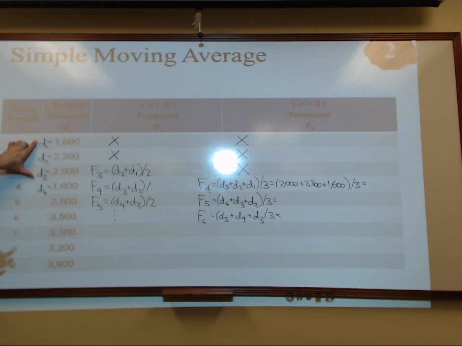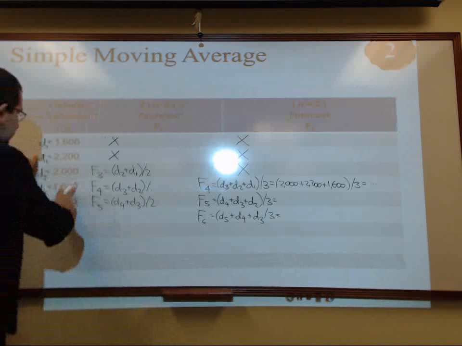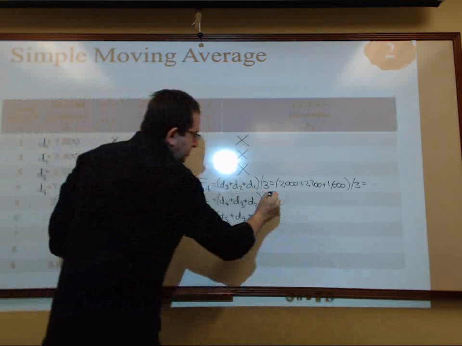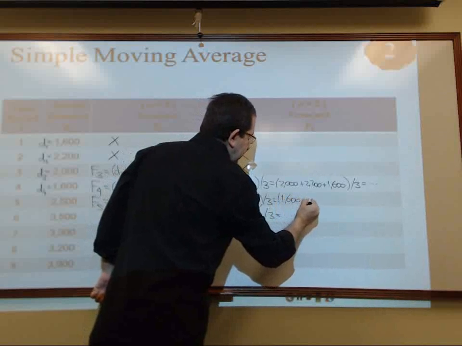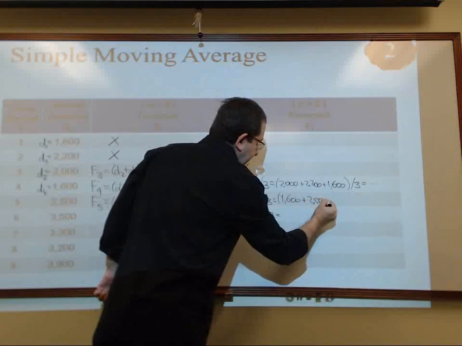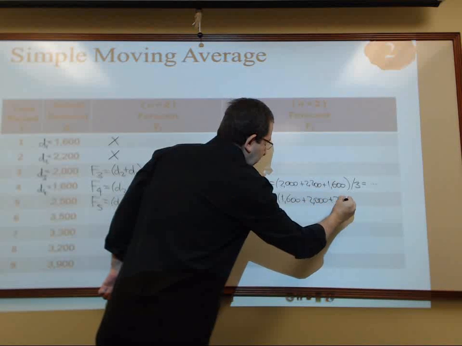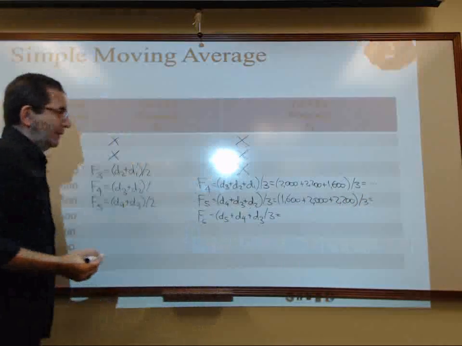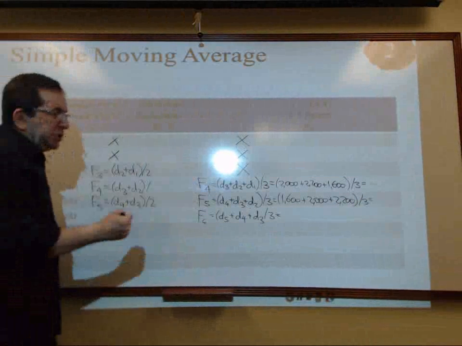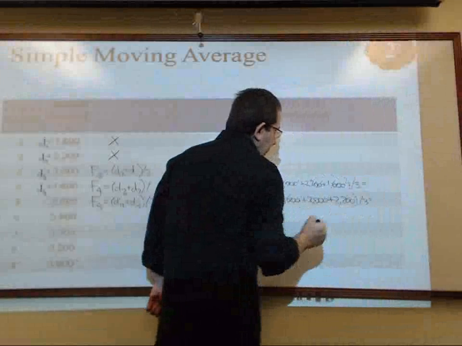So for the next period, I move the average here. I take the average of these 3 numbers. So for F5, I average D4, D3, and D2. So 1,600, 2,000, and 2,200. So 1,600 plus 2,000 plus 2,200 divided by 3. You can calculate that number on your own.